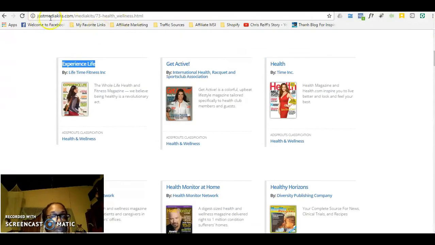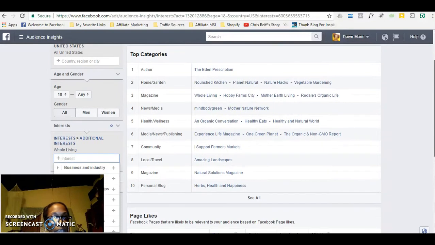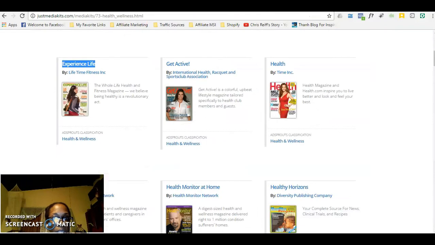So the name of the site that I go to get different magazines in particular niches is Just Media Kits. So in this case, I went for the health and wellness niche. I took the name of the magazine and I went to Audience Insights. I typed in the name of the magazine in the interest field here, and then Facebook pulled up a whole range of other interests that people in whole living, well, actually it was Experience Life, would be interested in.